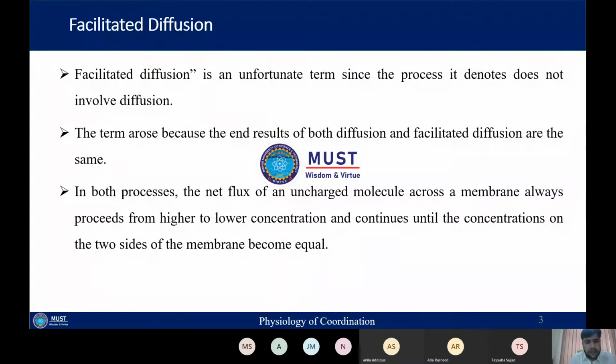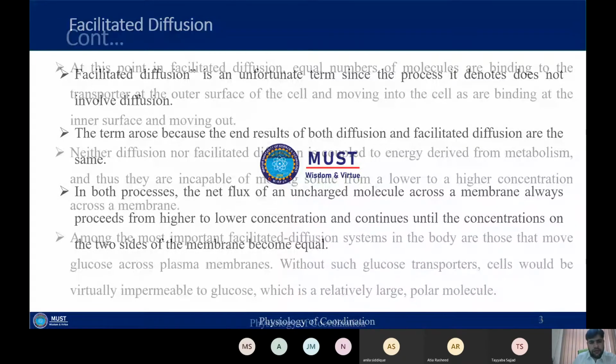And in this facilitated diffusion process, the net flux of an uncharged molecule, uncharged meaning that the molecule has no positive or negative charge, across a membrane will always be from higher concentration to lower concentration. It will continue until the concentration of the solute becomes equal on the two sides of the membrane, which is called diffusion equilibrium.